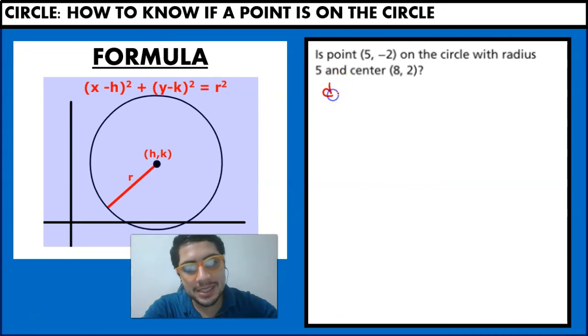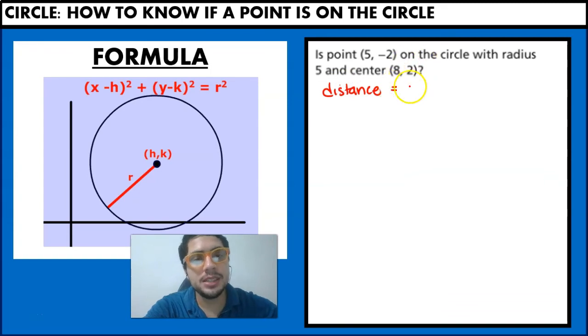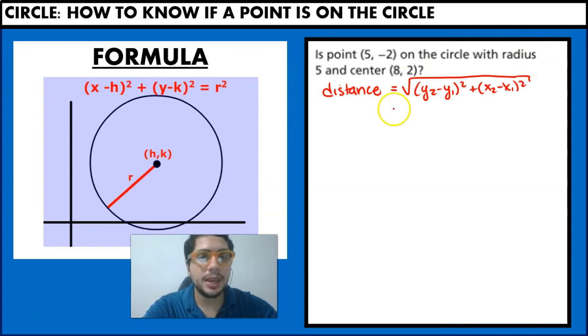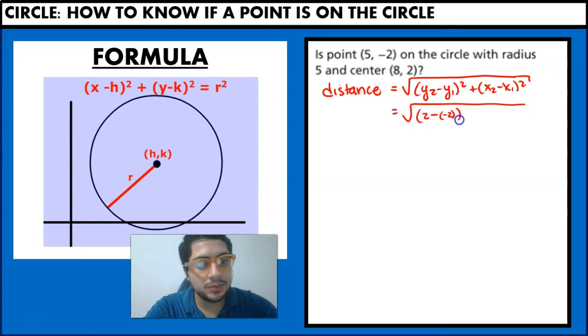So now let's find the distance between the point and the center. The distance formula, if you guys remember, is going to be the square root of y2 minus y1 to the power of 2 plus x2 minus x1 to the power of 2. So let's say it's going to be 2 from the center, 2 minus 2 to the power of 2 plus 8 minus 5 to the power of 2.